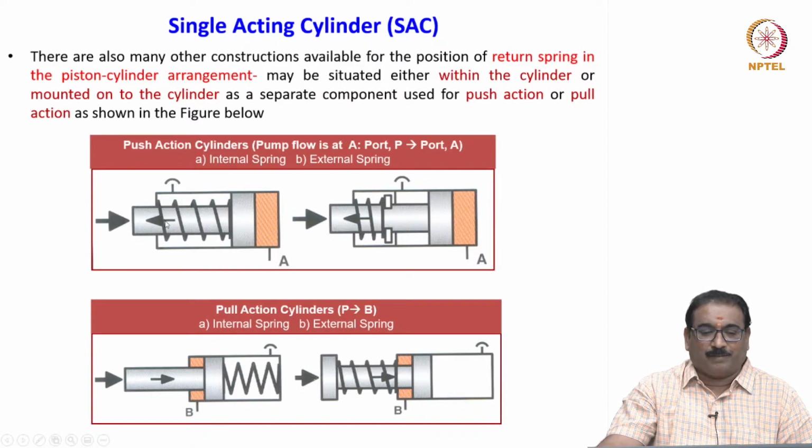You will see now here the push action. The fluid is used to push the load here, meaning the pump flow is at the port A, what you will call the P port. Then the internal spring here, you will see the internal. Here you will see one arrangement, it is an external spring. See the arrangements of the spring here, friends. It is an internal spring and an external spring.